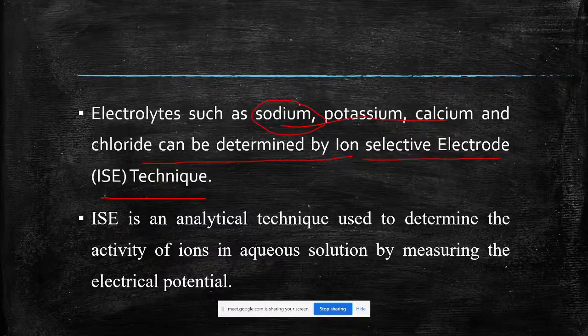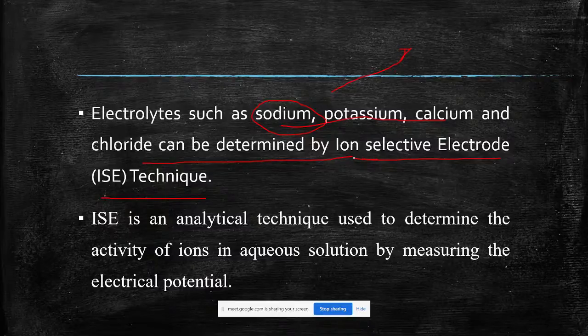When they are dissolved in a solvent like water, they have the ability to conduct electricity. The amount of electricity the electrolytes can conduct is directly proportional to the concentration of electrolytes present in the solvent. So based on the amount of electricity conducted, you can measure the amount of electrolyte present. That is the very basis of this ISE technique, the ion selective electrode technique.